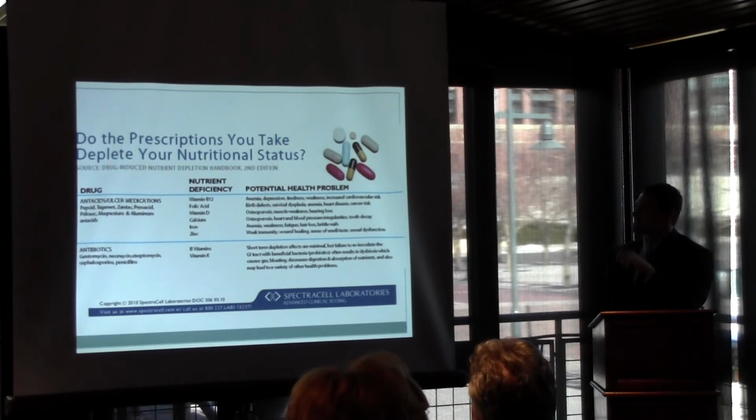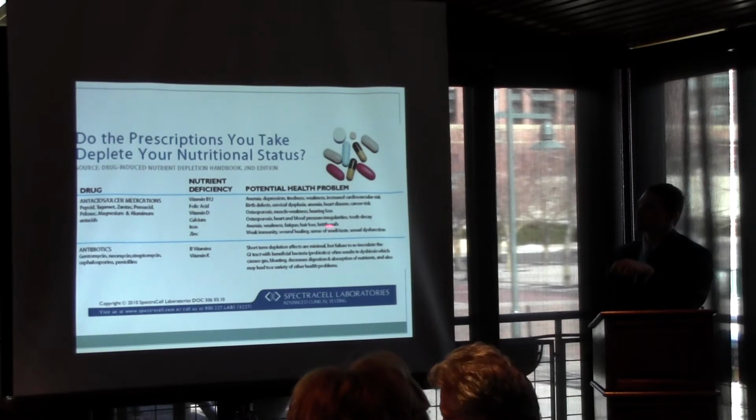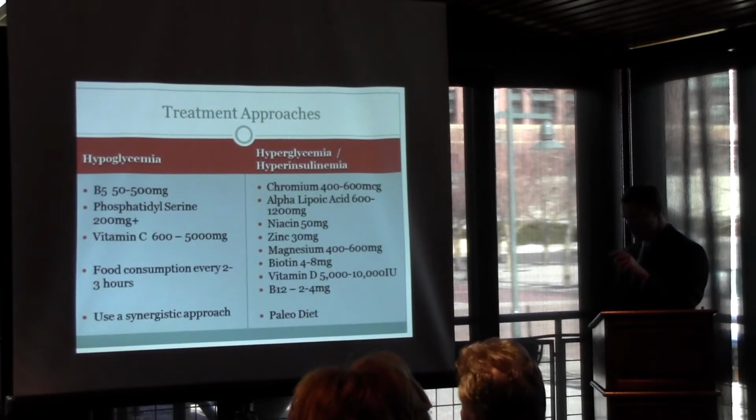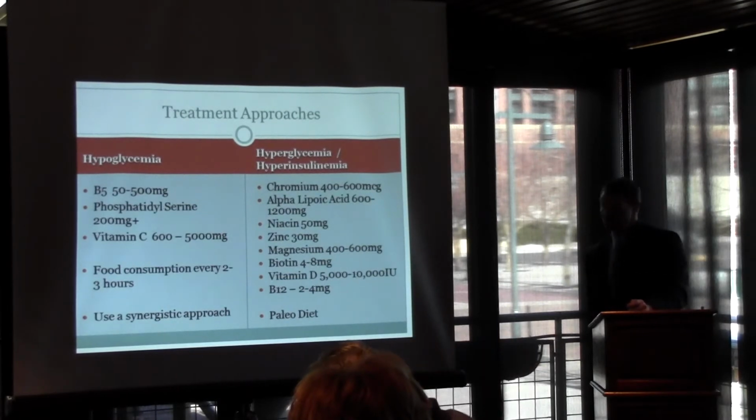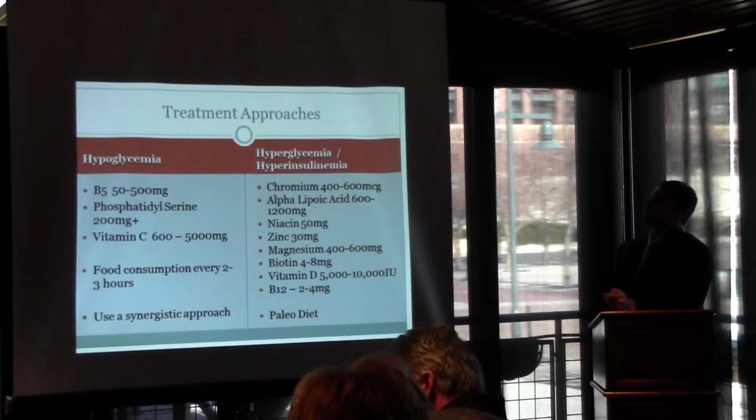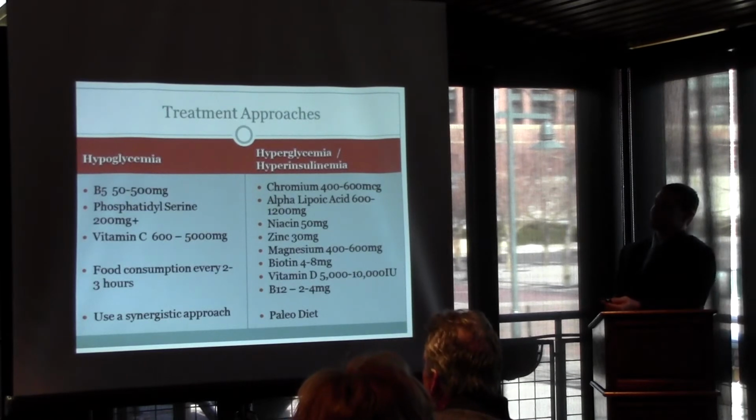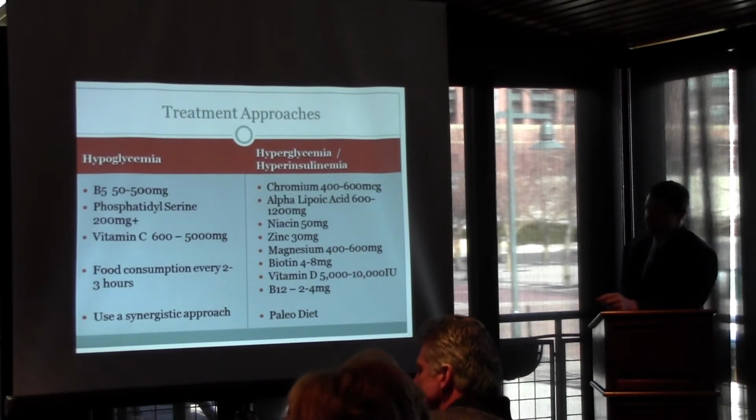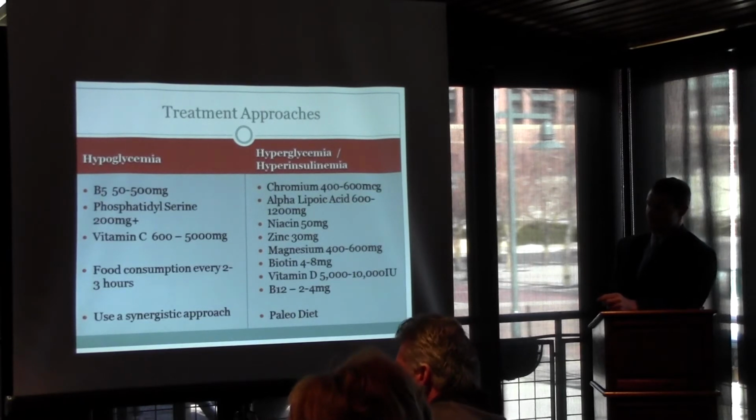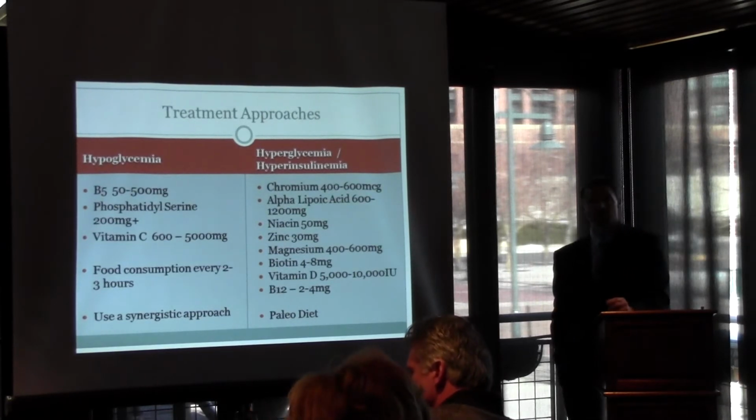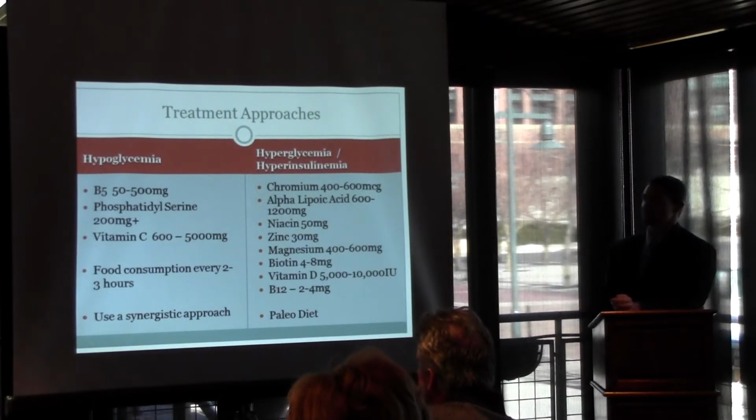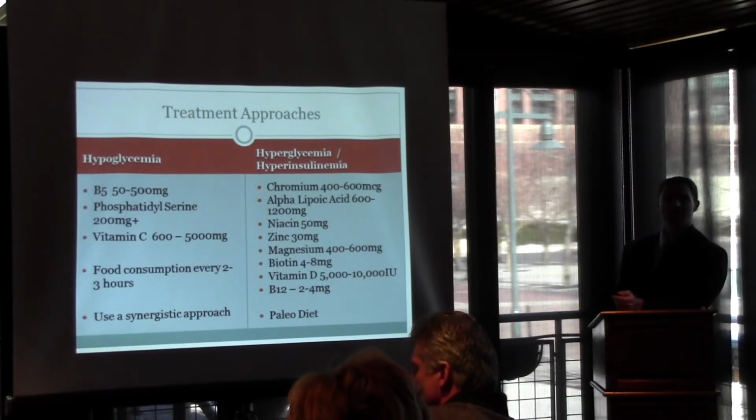This is just a snip out of what that handout you guys have looks like. So looking at what the potential complications associated with that deficiency would be. Here's some of your repletion recommendations on this. For your hypoglycemia, you're looking at for your B5, anywhere from 50 to 500 milligrams here. Your pyridoxine, again, thinking about maintaining short-term memory centers in the brain, that hippocampal region. 200 milligrams is pretty much a starting dose on that. If you've got somebody who's a little bit more progressed, I would definitely recommend going above 200 milligrams there.